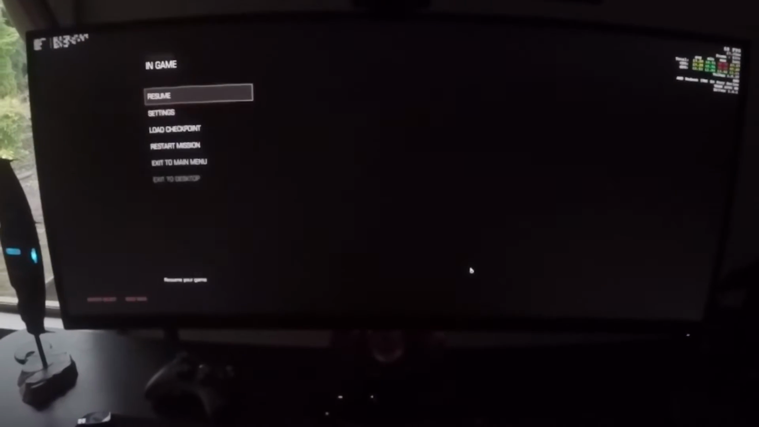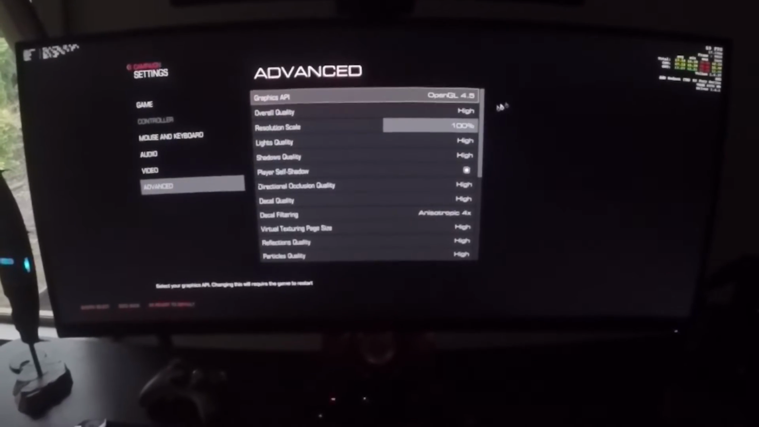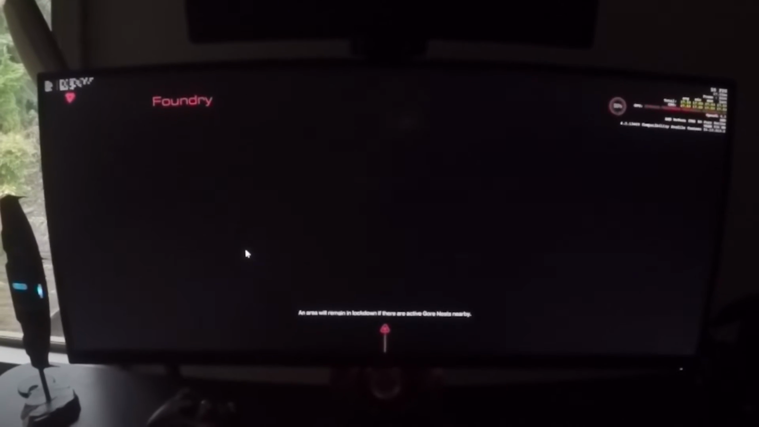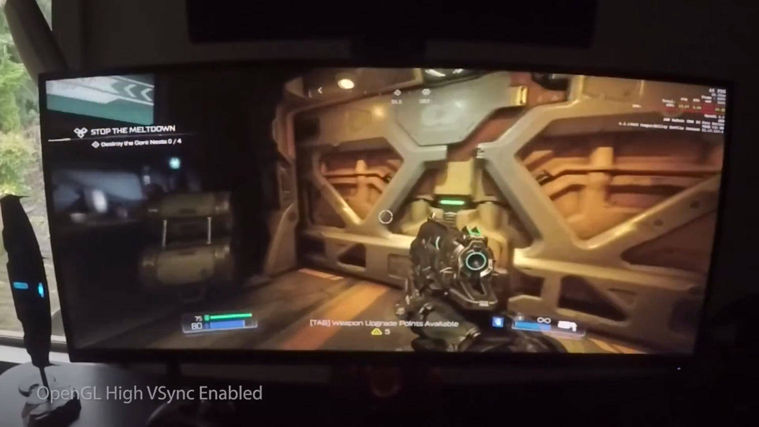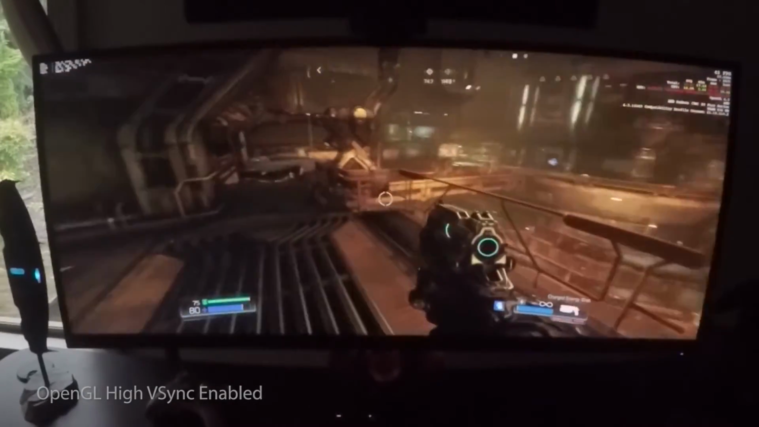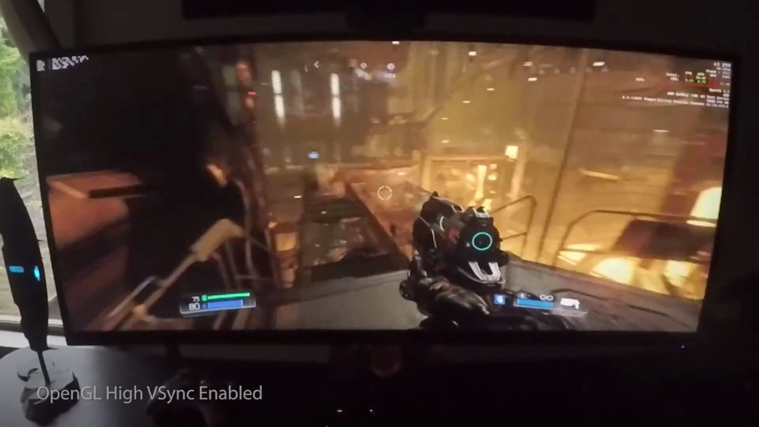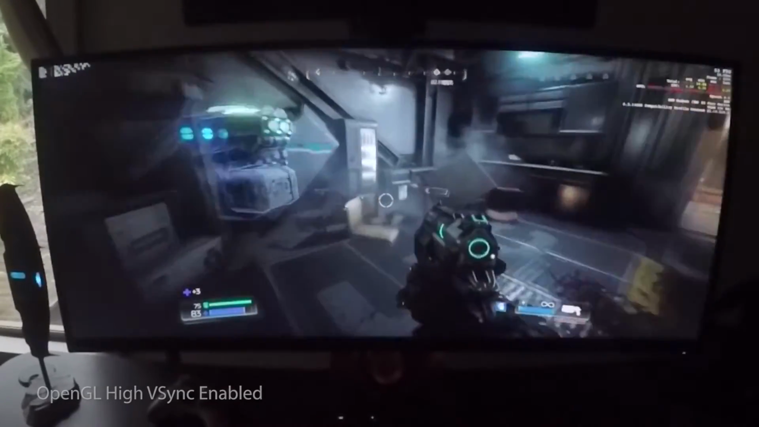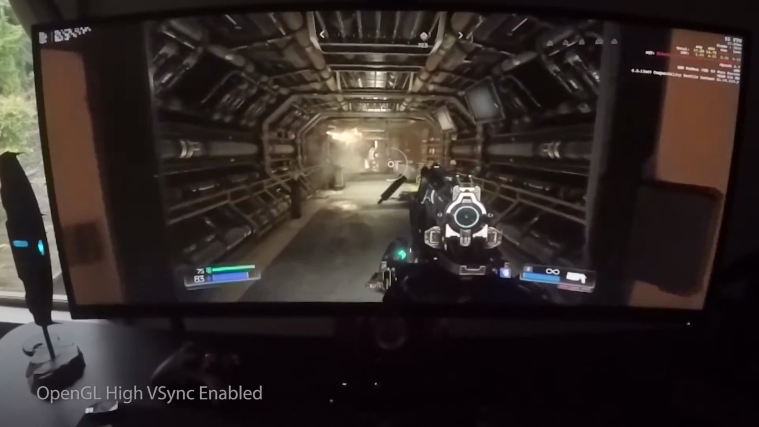I'm going to switch back to OpenGL now. Again, we're on high and VSync is on. Okay, OpenGL, settings are on high, VSync is on. There we go. Okay. We're just going to do our little run through here. Now again, this is what's strange. At some points I'm even below the FreeSync limit.